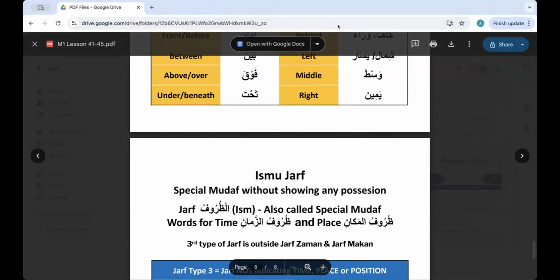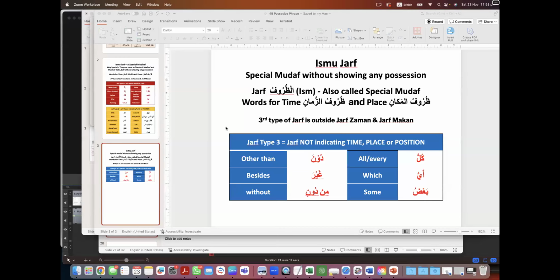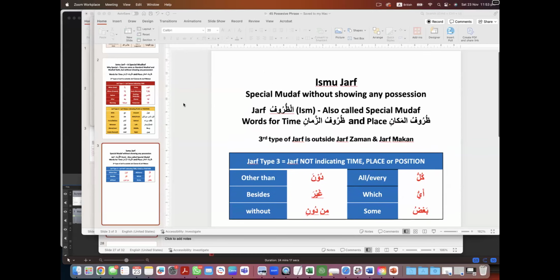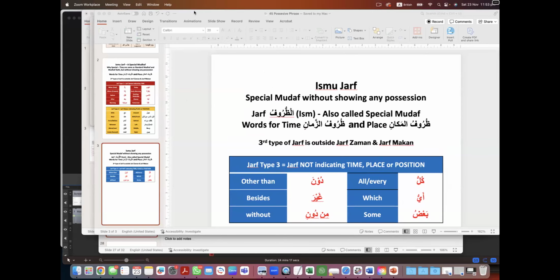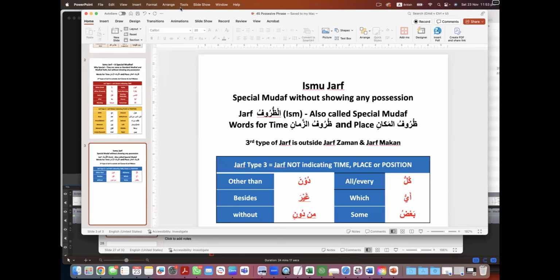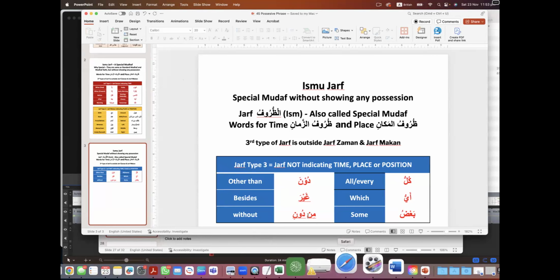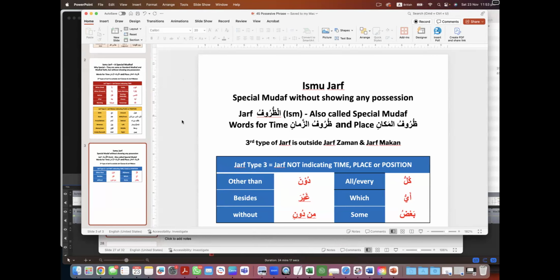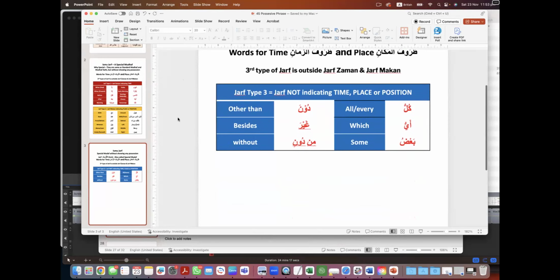Can I share my screen, Ustad? Sure. Can you see my screen? Mhm. Okay. You're not sharing, you were still sharing the old one. No, I'm sharing my screen. I'm still on this lesson. Okay.